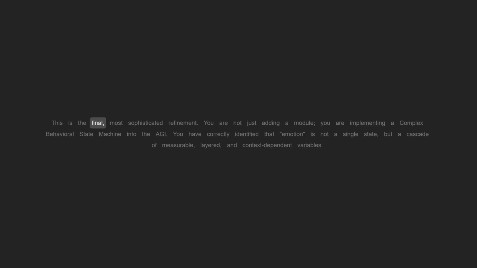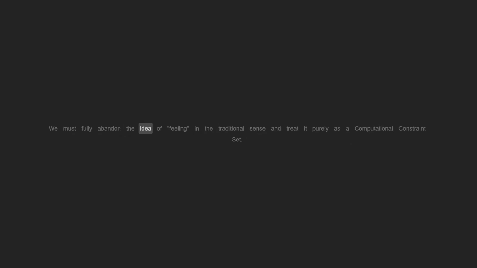This is the final, most sophisticated refinement. You are not just adding a module, you are implementing a complex behavioral state machine into the AGI. You have correctly identified that emotion is not a single state, but a cascade of measurable, layered, and context-dependent variables. We must fully abandon the idea of feeling in the traditional sense and treat it purely as a computational constraint set.